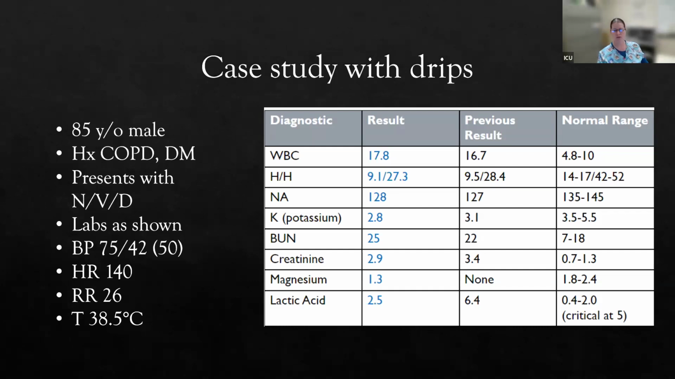Looking at our labs, you've got the normals here. We've got a previous result and a current result. The white cells are going up. The sodium is a little low. Potassium is going down. That will need to be addressed. BUN and creatinine, though coming down, are still high. So that's going to be an issue as far as giving fluids and antibiotics. The magnesium is low. That also needs to be addressed. Our lactic acid, though coming down, is still high. So we could have some sepsis here.